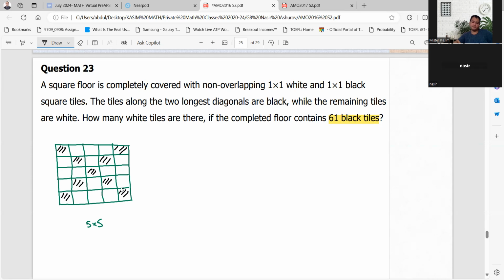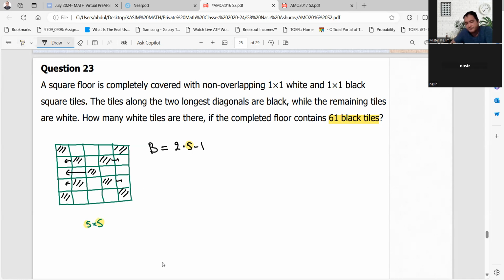Yes, Nasir. Look, in this example, if you consider this 5 by 5 floor, or grid, you see the longest diagonals. How many black tiles are there here? 9. How do you know that? Because if you move this tile to the left, and this one to the left, and this one to the right, one is missing here. So there's 2 times 5 minus 1, right? Actually, this 5 is the side length of the square.